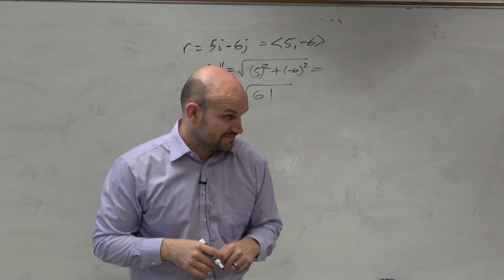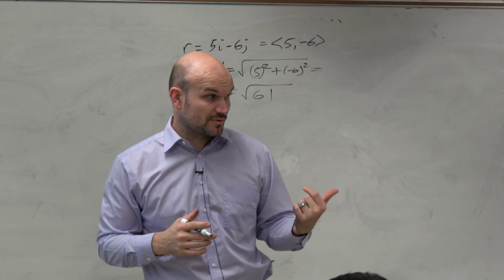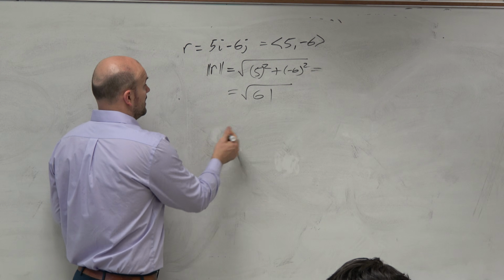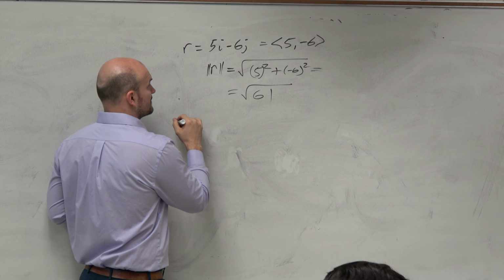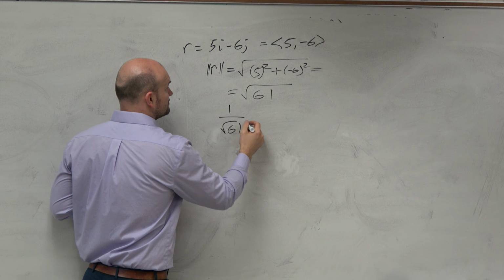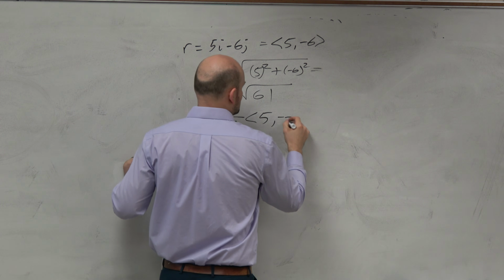5 squared is 25. Negative 6 squared is 36. 25 plus 36 is going to be 61. And then I can just write this out in front. So therefore, I can just say 1 over the square root of 61 times 5, negative 6.